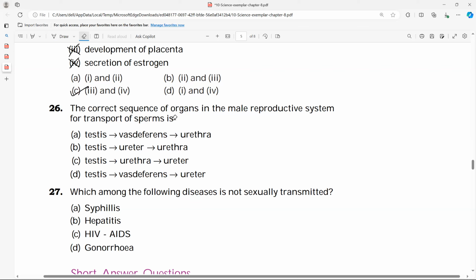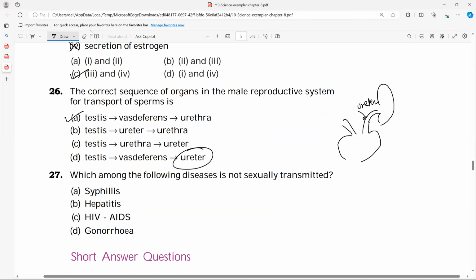Testis, urethra, and ureter: the ureter is not a reproductive organ. It is the tube that connects the kidney to the urinary bladder, bringing urine from both kidneys, where it is stored in the urinary bladder. This is the ureter. So option A is correct.